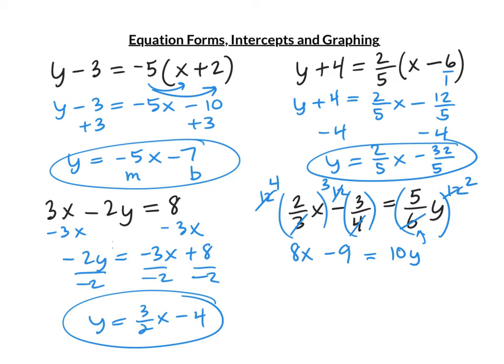Now I'm going to flip this around. 10y equals 8x minus 9. And I'm going to divide everything by 10. So this is y equals 8/10, which reduces. Divide them both by 2, and you get 4/5 x minus 9/10.